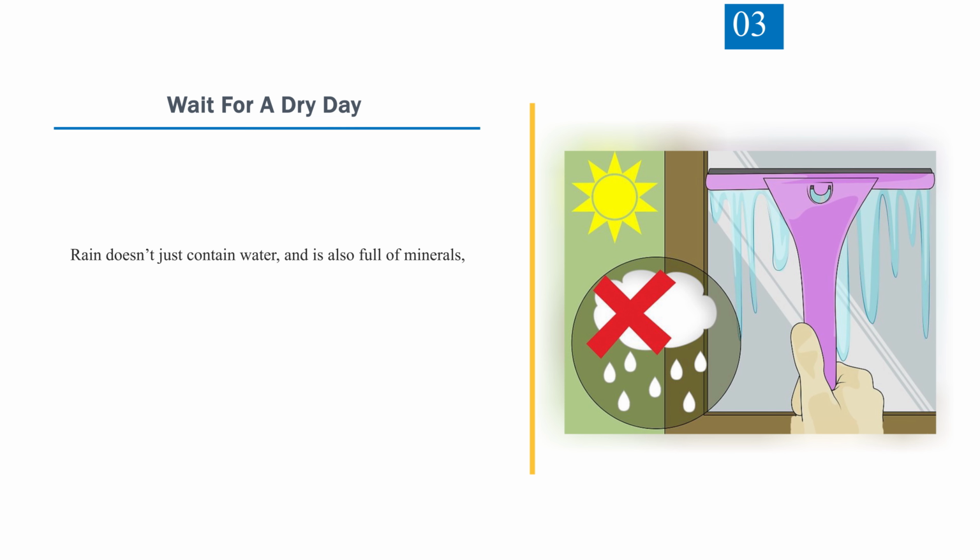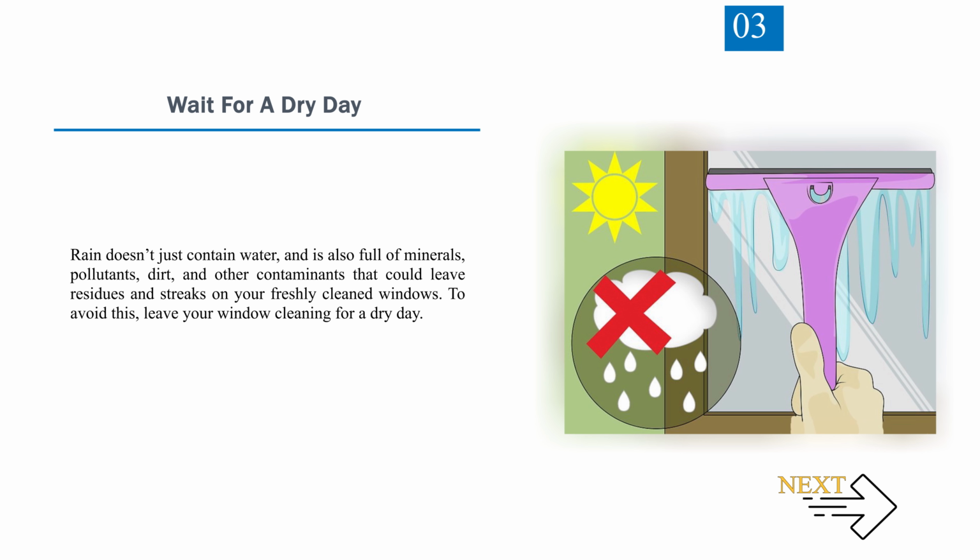Number 3. Wait for a dry day. Rain doesn't just contain water, and is also full of minerals, pollutants, dirt, and other contaminants that could leave residues and streaks on your freshly cleaned windows. To avoid this, leave your window cleaning for a dry day.